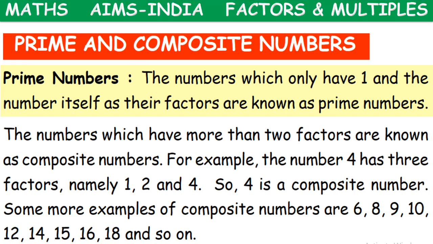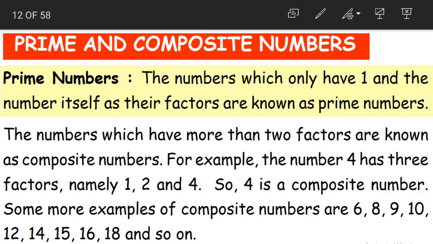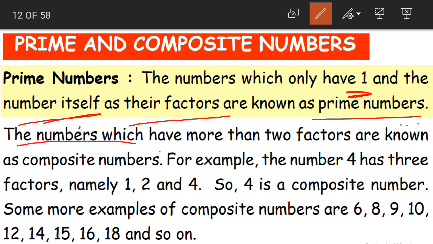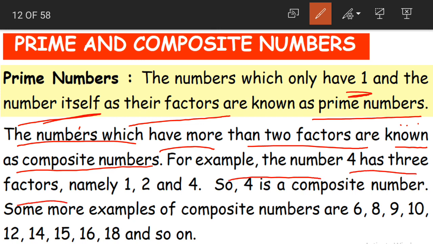So what are they saying about prime numbers? The numbers which only have 1 and the number itself as their factors are known as prime numbers. So if a number has only 2 factors, those 2 factors should be 1 and the number itself. The numbers which have more than 2 factors are known as composite numbers. For example, the number 4 has 3 factors, namely 1, 2 and 4. So 4 is a composite number.